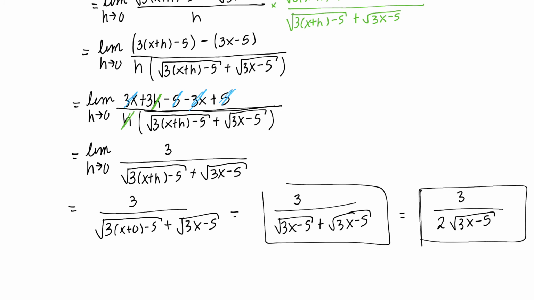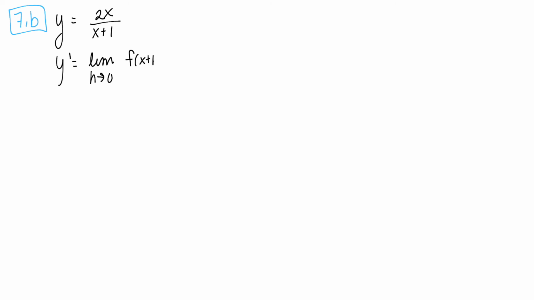So that would be that guy. For 7b, also using the definition of the derivative. I'm not going to rewrite that direction, but it's using the definition of the derivative. So it's 2x over x plus 1. Finding y prime, this is the limit as h approaches 0 of f of x plus h minus f of x all over h.